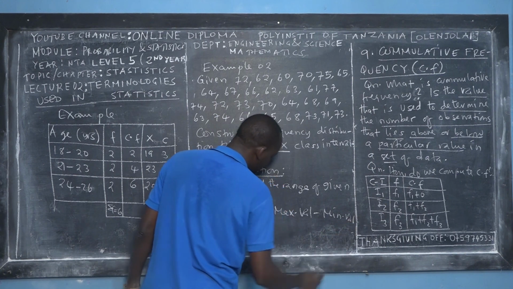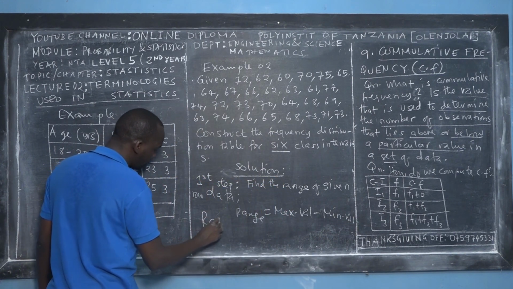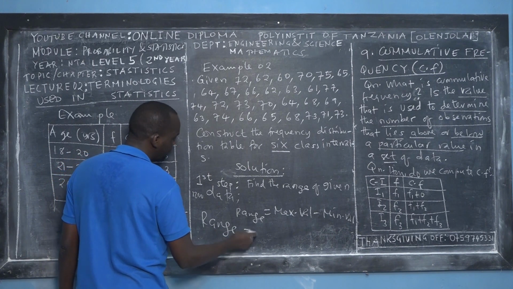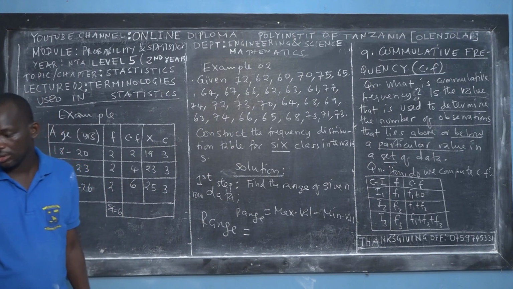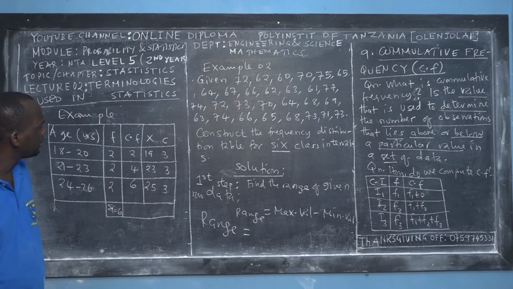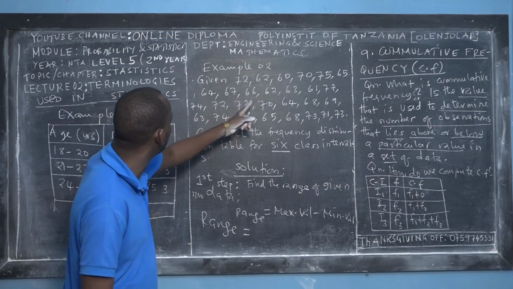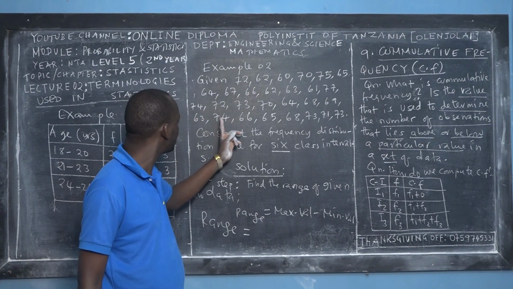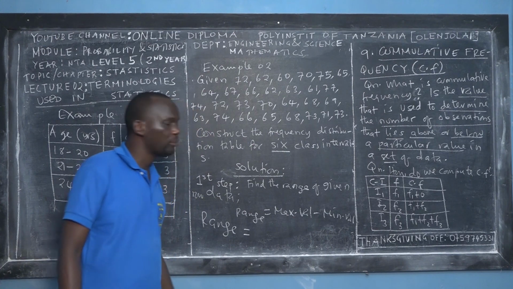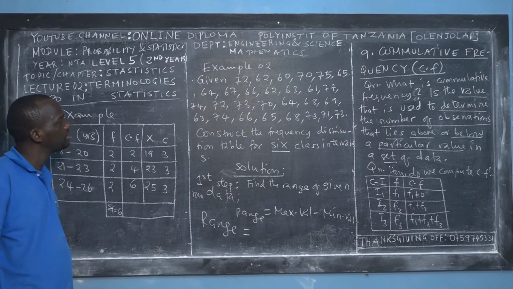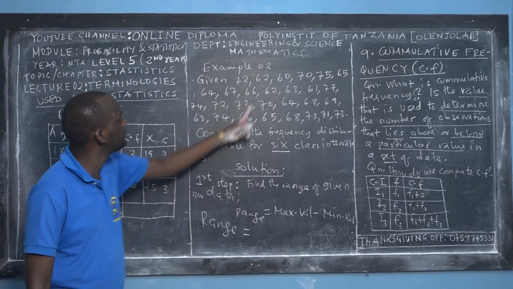So the range, because we are given ungrouped data, what is the maximum value there? The maximum value is 77. If you examine the data, the maximum value here is 77. So where is 77? This one. Then what is the minimum value? The minimum value is 60. So this is 60.